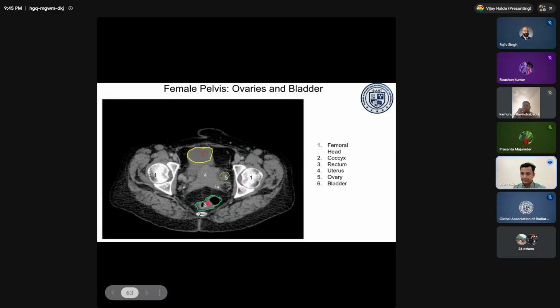Third one is the rectum. Second is the coccyx, femoral heads, which are a very important landmark to check the rotation. Ovaries are very radiosensitive organs. This is the uterus. It's not contoured. This is the bladder.